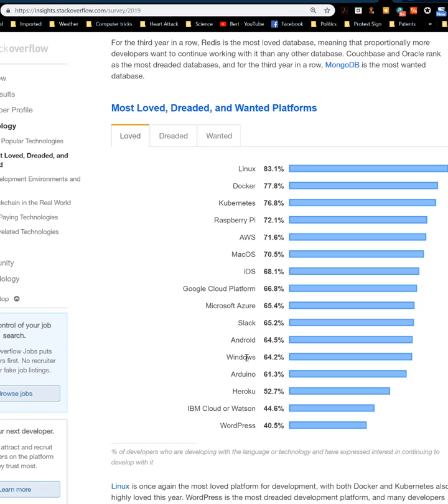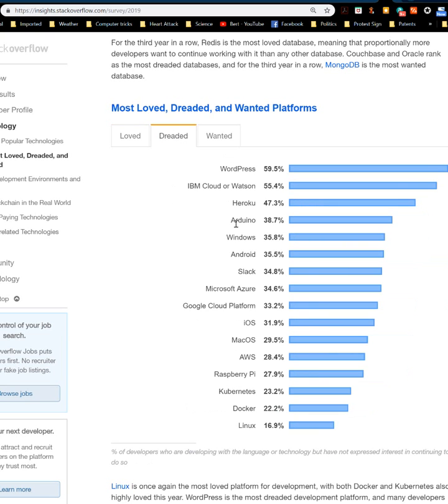iOS, Mac, Slack, Android, Windows, Arduino. So, but again, WordPress is actually at the bottom of the list, interestingly enough. Most dreaded is WordPress. And this Heroku, those cloud service people, I'm kind of not surprised, because they annoyed me, and I haven't even used their product yet.